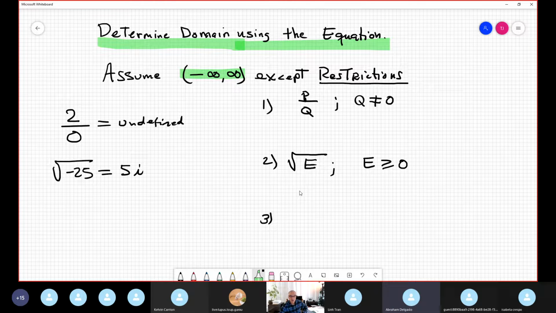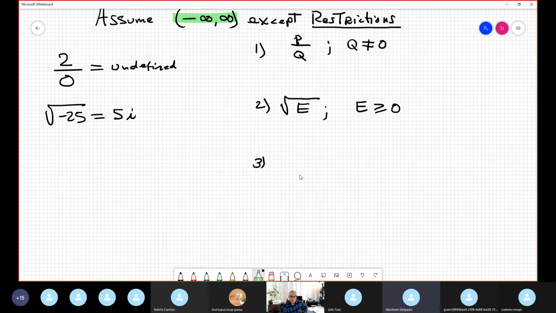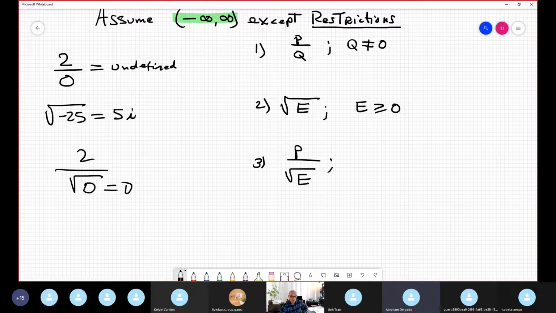And number 3 is a combination of 1 and 2 together. For example, p divided by the square root of e. Well, in this case, you have a radical, so no negative inside, and no 0 because it's division by 0, because the square root of 0 is 0, no? Square root of 0 is 0, and when you divide something by 0, it's undefined. So to avoid that situation, you take the expression inside the square root, and it's only positive, no 0. So these are the 3 restrictions, the 3 most important restrictions.